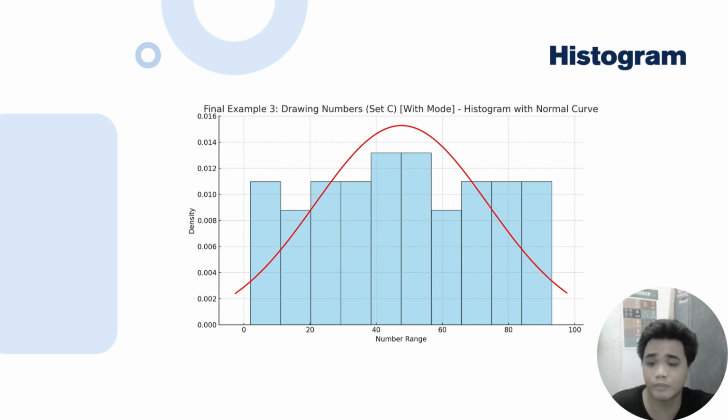This is the histogram of example 3, a histogram of combined data from all students. The x-axis represents the range of the numbers, and the y-axis represents the density, or the relative frequency of occurrences within each range. A normal distribution curve, the red line, is overlaid on the histogram to visually compare the sample distribution to a theoretical normal distribution. This allows for the visual assessment of how well the random sampling approximates a normal distribution. Next slide.